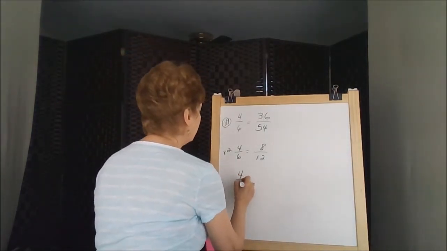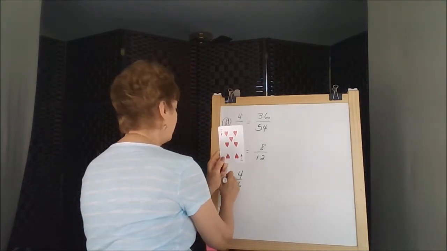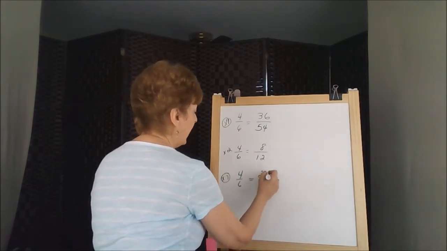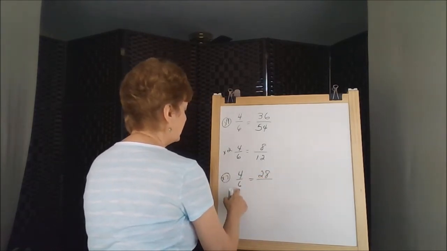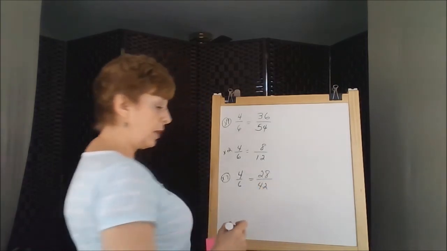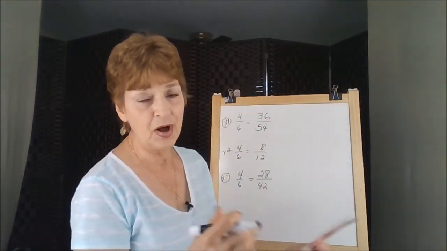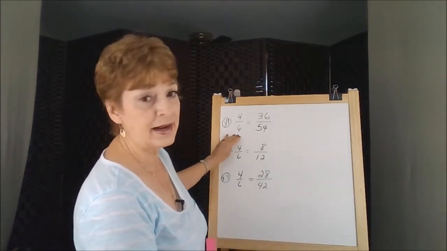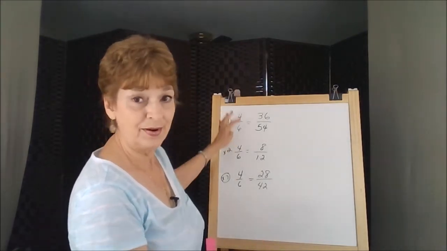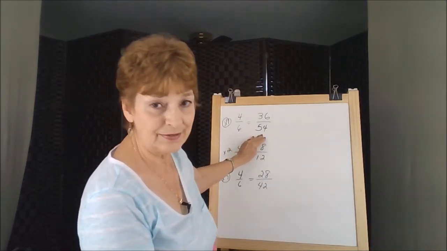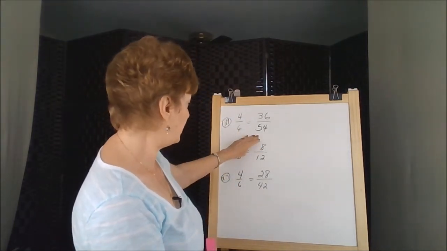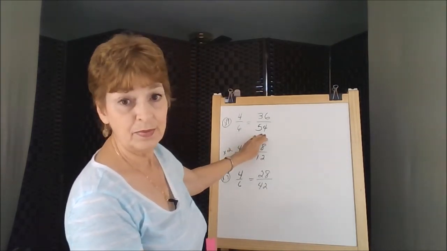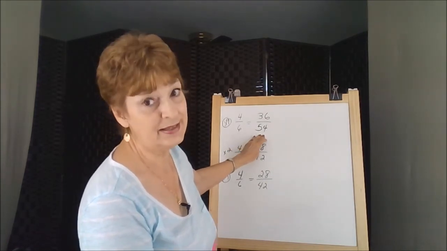Let's take our 4/6 and this time multiply by 7. 7 times 4 is 28. 7 times 6 is 42. Whatever you do to the top number, you also have to do to the bottom number. So multiplying a fraction by any number gives you an equivalent fraction.